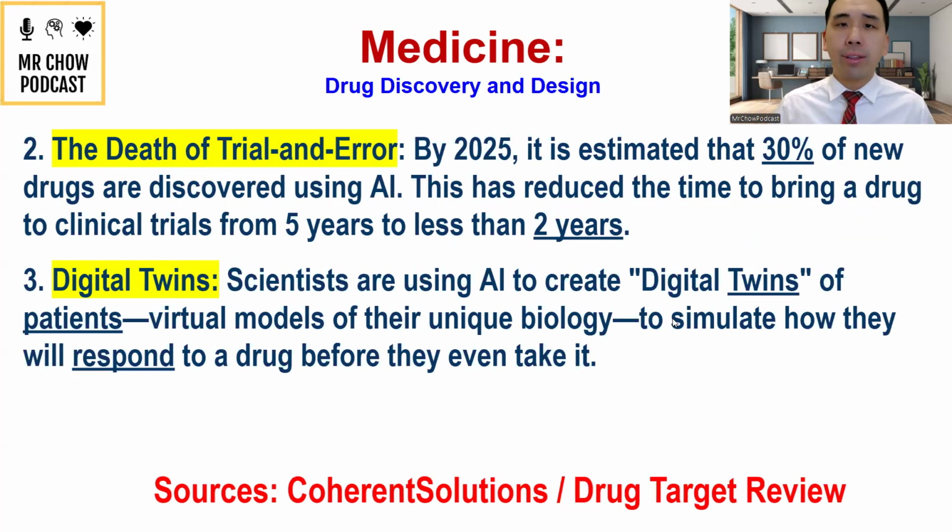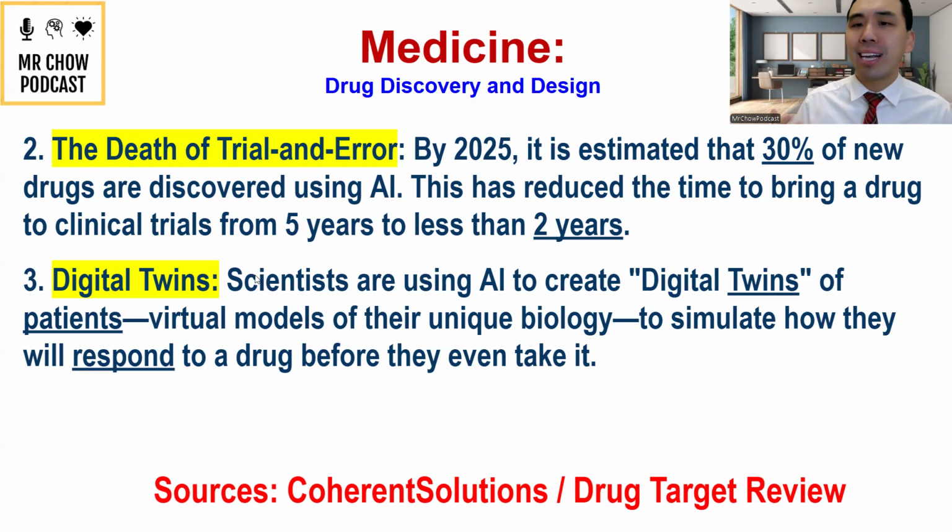So there's a lot of trial and error that happens in medicine, and it should, because we want to make sure we give people the best possible medicine. But by 2025, it's estimated about 30% of new drugs are discovered using AI. This has reduced the time to bring a drug to clinical trials from 5 years to less than 2 years. So it's sped that up. And hopefully that's super accurate and good to go.